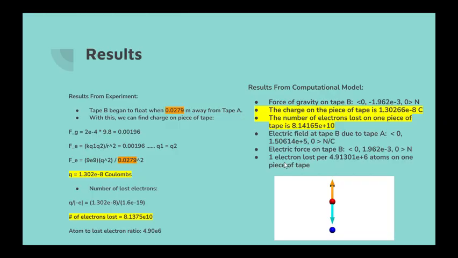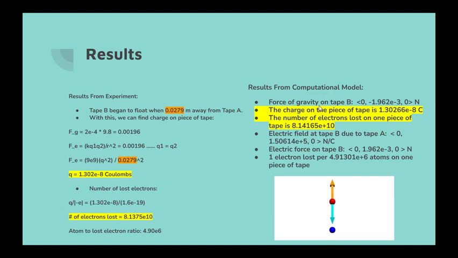So the results, what did we find? We found that tape B started to float when it was 0.0279 meters away from tape A. Using this value, we were able to plug it into Coulomb's law and solve for the charge on that piece of tape. It was 1.302 times 10 to the negative 8 coulombs. Using that, we were able to calculate the number of electrons that were lost, and this was found to be 8.1 times 10 to the 10 electrons. And so the ratio was 4.9 times 10 to the 6 as calculated manually.